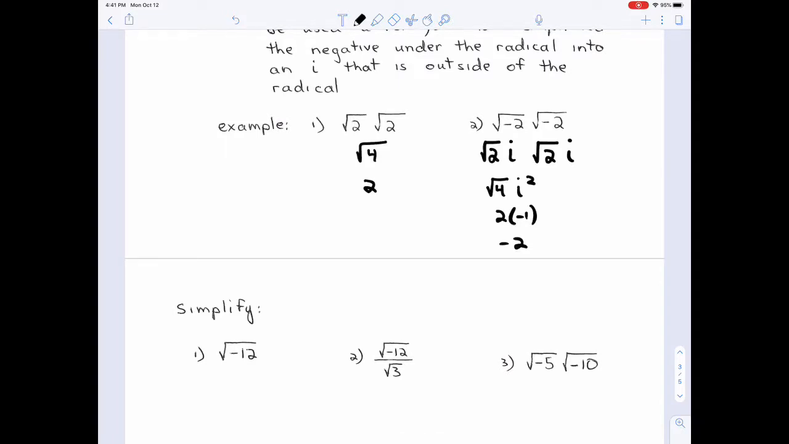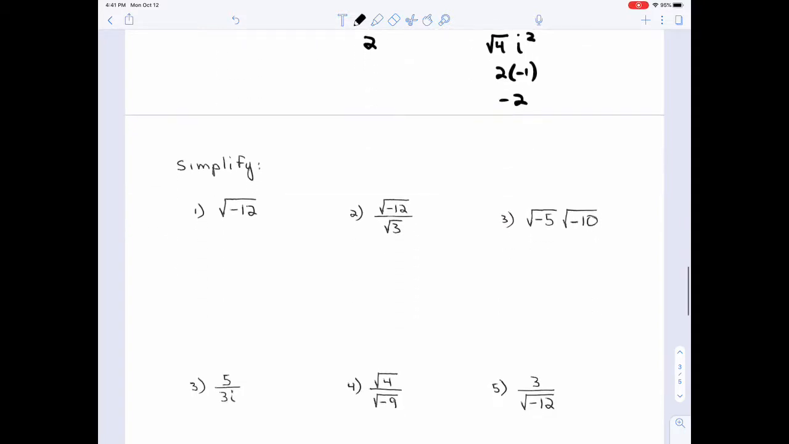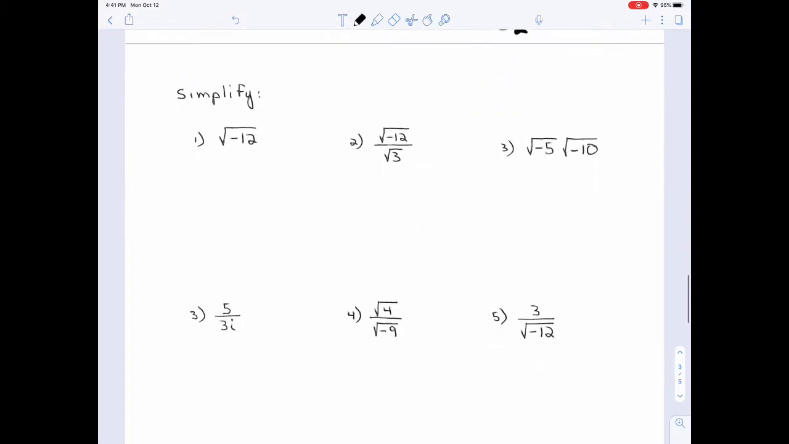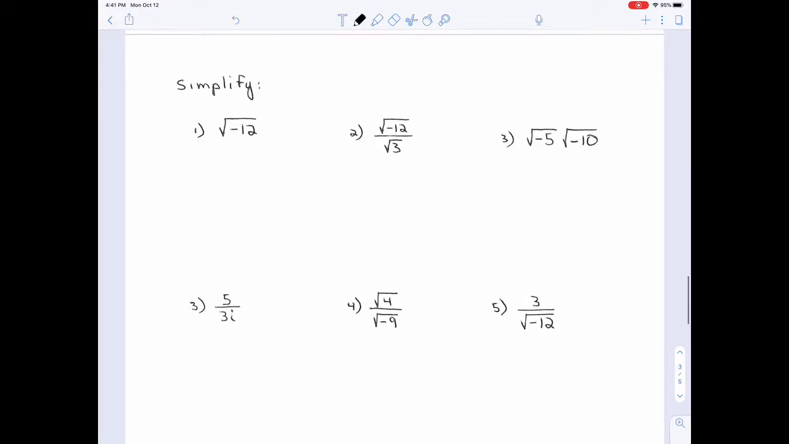Now, I can't emphasize enough: you have to take the i out first. And after you take the i out, you can pretty much do everything you've done in the past, just with the radicals. Why we're doing this, I'm not even going to get into today. All right, so what would the square root of negative 12 be?